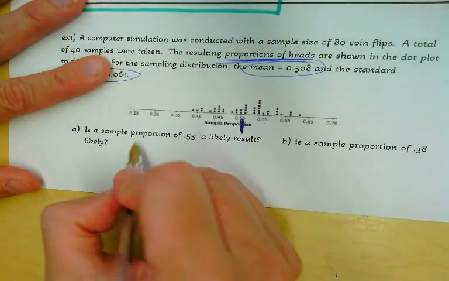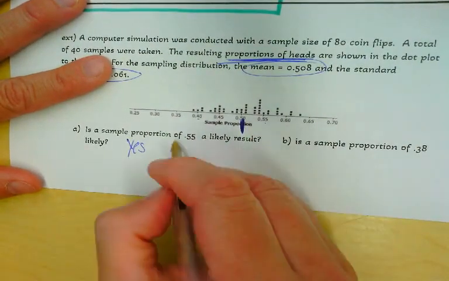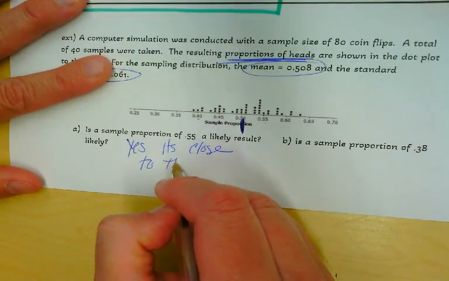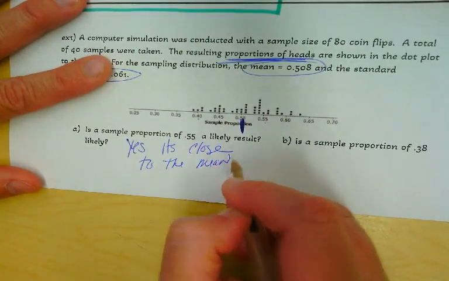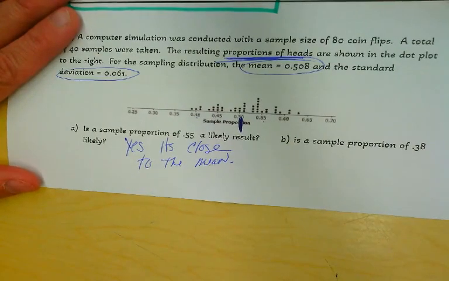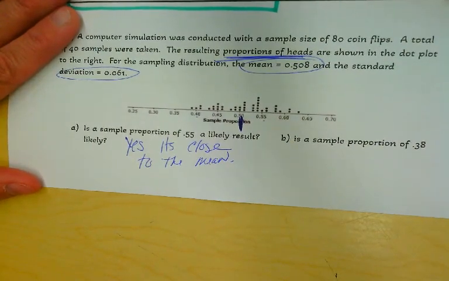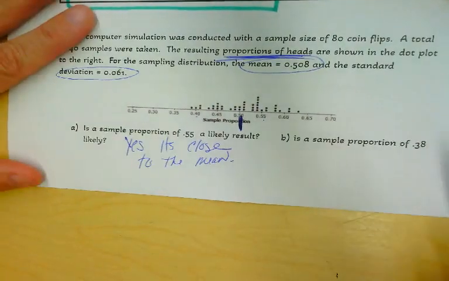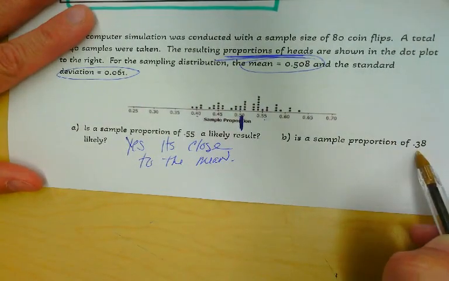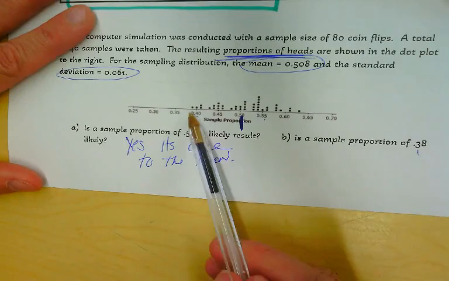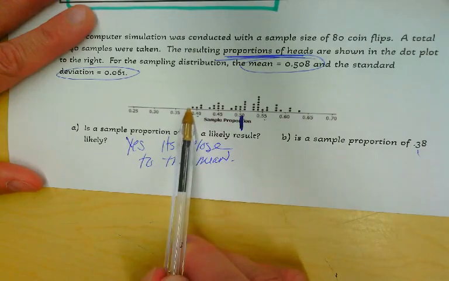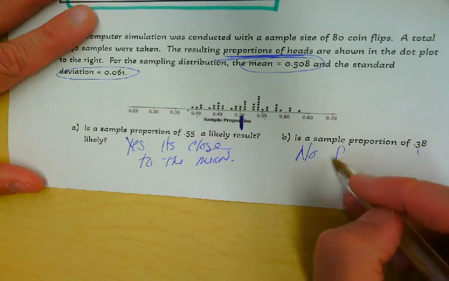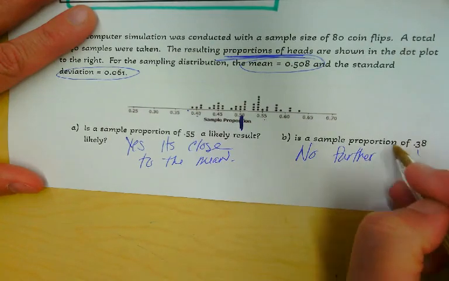It's close to the mean. So I'm going to say yes. And in my head, I'm thinking it's close to the mean. Because remember, you have more area under the curve the closer you are to the mean. There's more room there. Is getting a sample of 0.38 likely? Is this a likely sample down here? No, why? Yeah, I'm going to say it's farther from the mean.